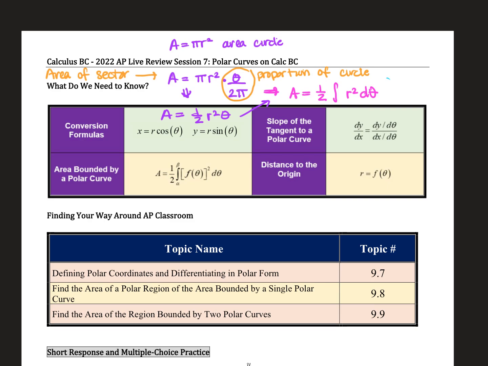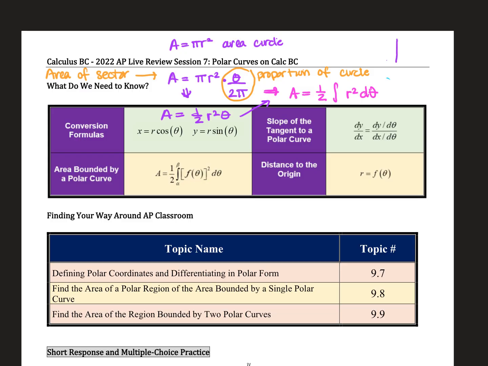All right, this is the polar review for BC. So first thing we need to remember is that x is equal to r cosine theta, y is equal to r sine theta. The area is given by this integral. And remember, what we're doing is we're cutting theta wedges.